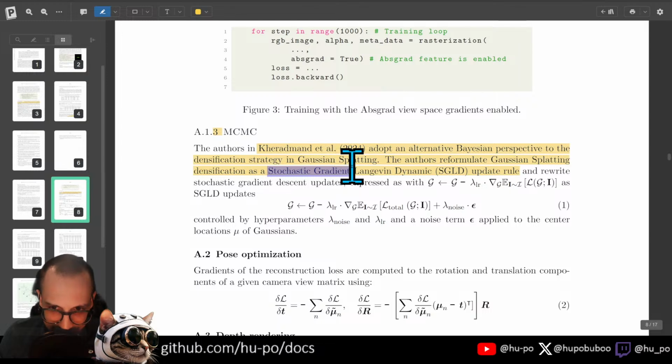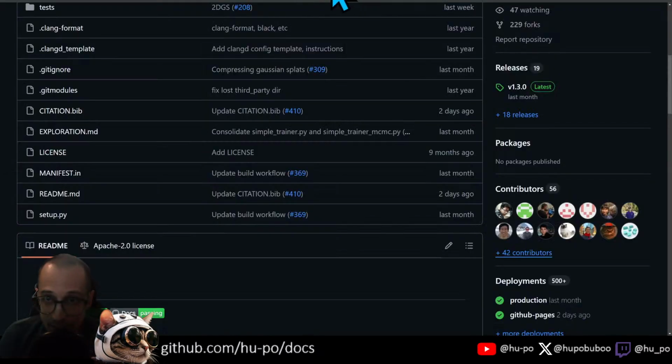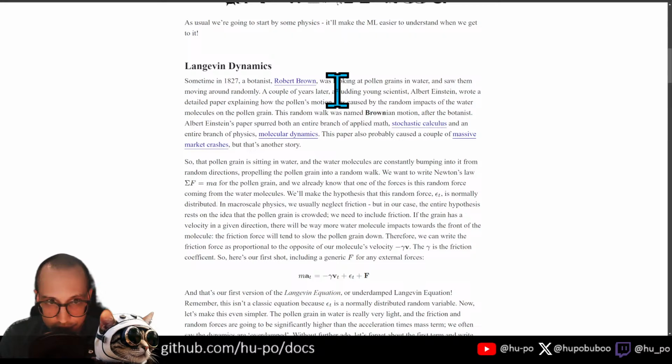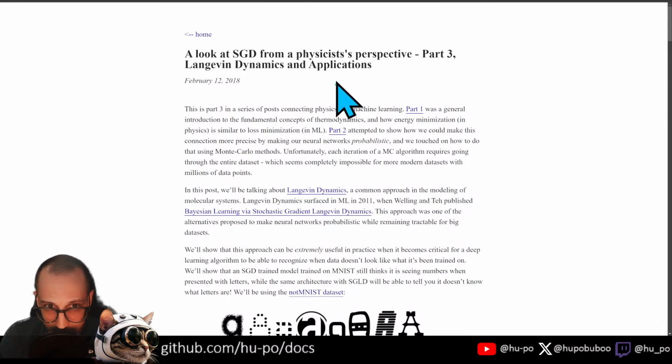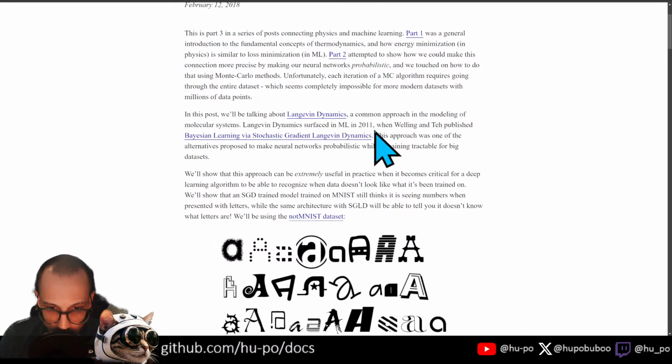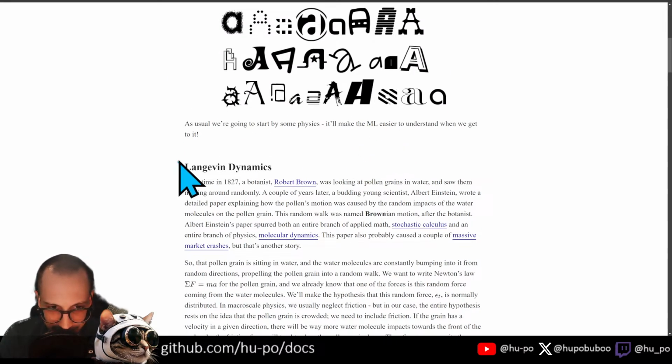Stochastic gradient Langevin dynamics. Okay, so what is stochastic gradient Langevin dynamics? I kept going deeper and deeper into the rabbit hole, and I found a blog post here, "A look at SGD from a physicist perspective, part 3: Langevin dynamics and applications." And then there's one section here that made it click in my head, right? So here's Langevin dynamics, and I'm going to read this because I think it's a nice lead up to the moment where it clicked in my head.